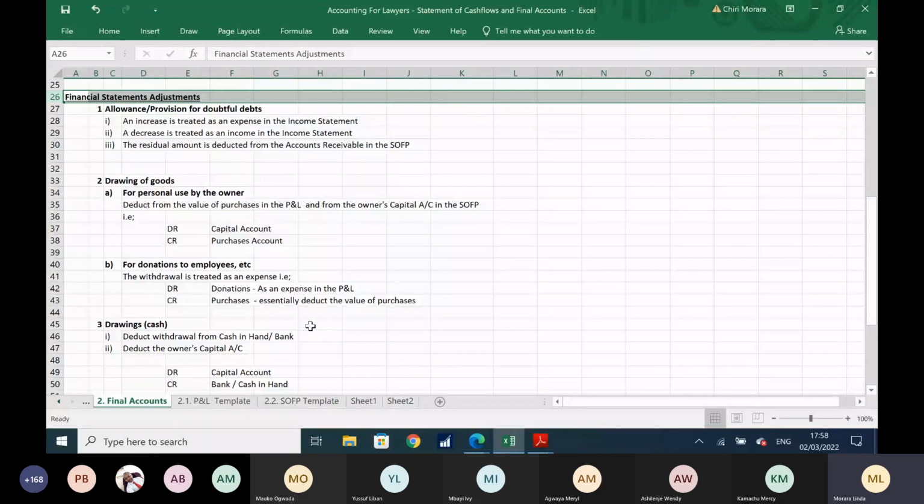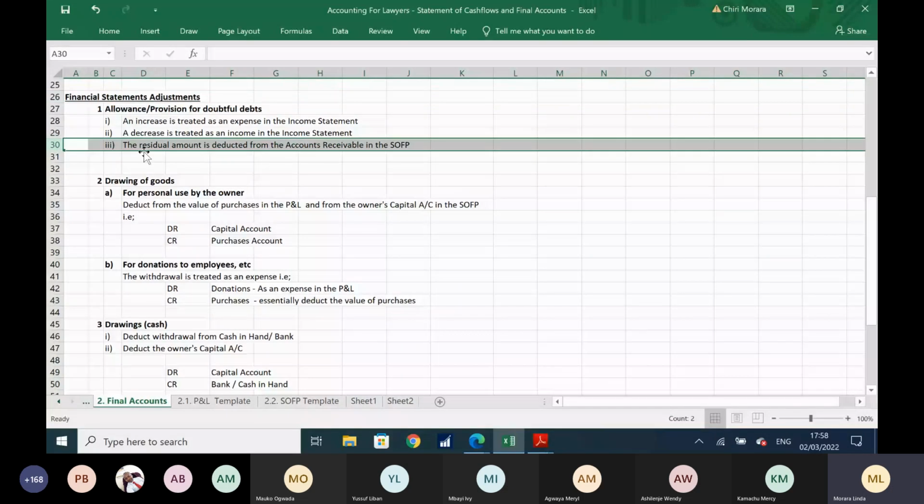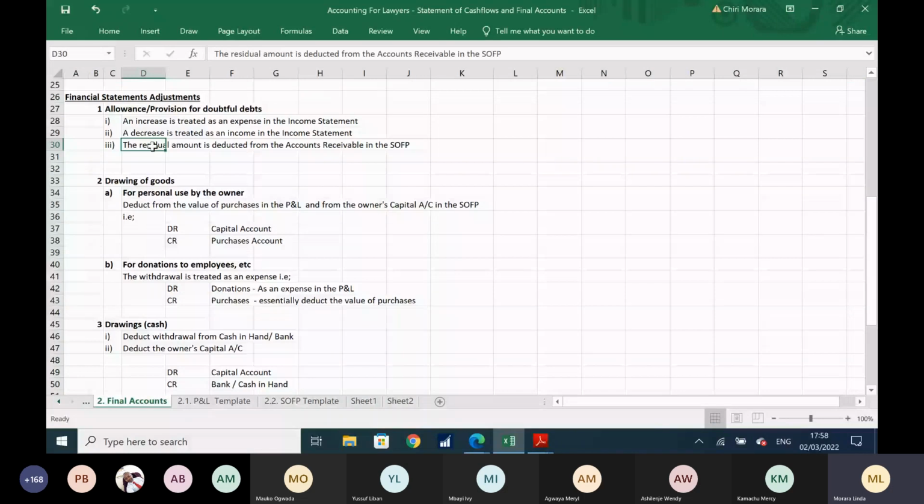Both of them, income and expense, are in your income statement. And of course, it should then affect your accounts receivable, because the provision for doubtful debts is on the amount that you're expecting from your customers. And there are two ways to go about it. You can deduct that amount from your accounts receivable, or you can recognize it as a provision for doubtful debts.